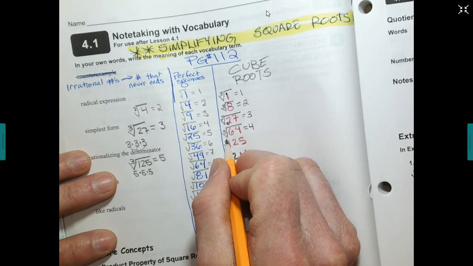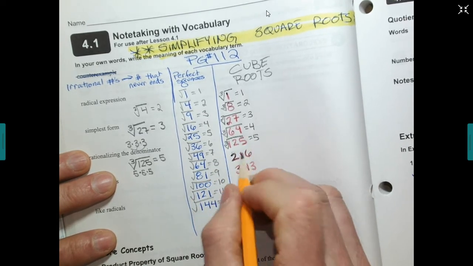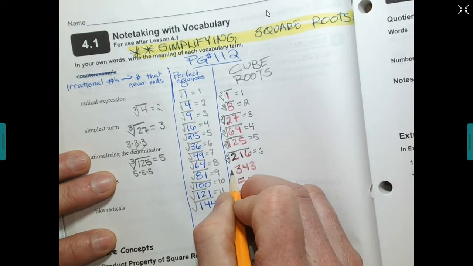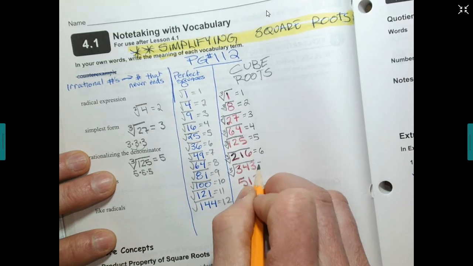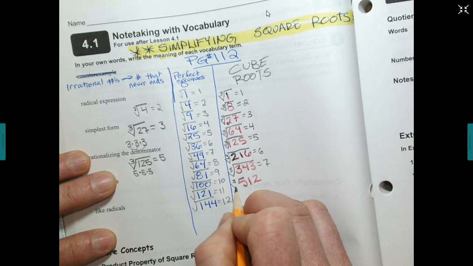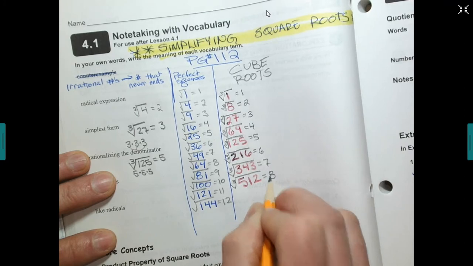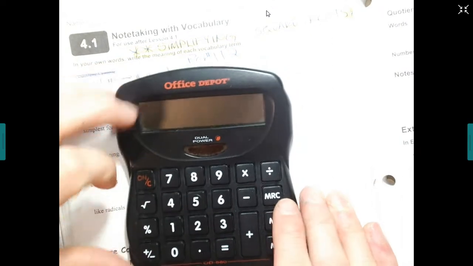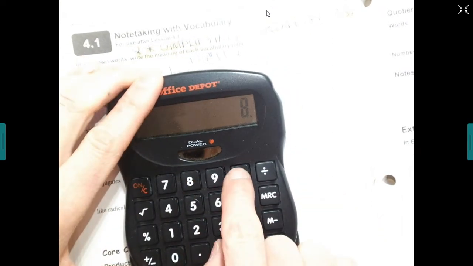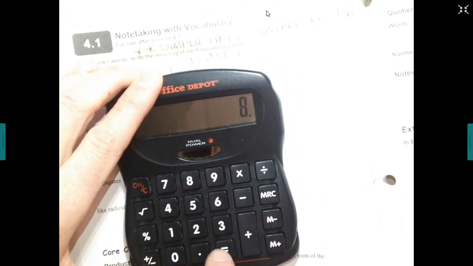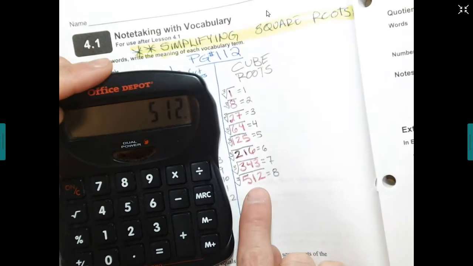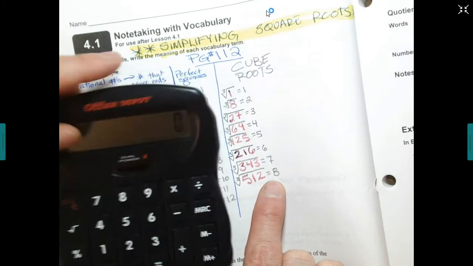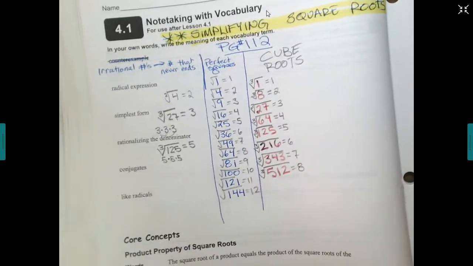The cube root of 125 is 5. The cube root of 216 is 6. The cube root of 343 is 7. And the cube root of 512 is 8. If you ever wanted to check, you could just say 8 times 8 times 8 is 512. So the cube root of 512 is 8. Okay. So today we're going to be working with cube roots.